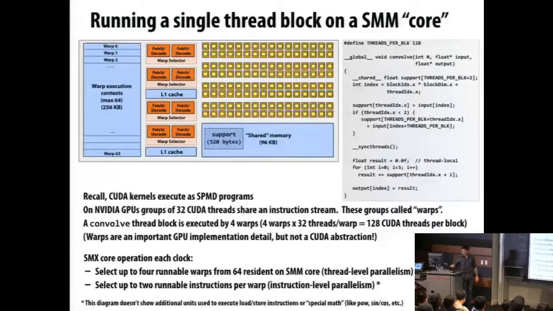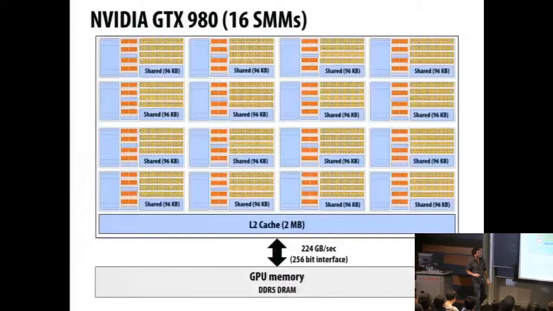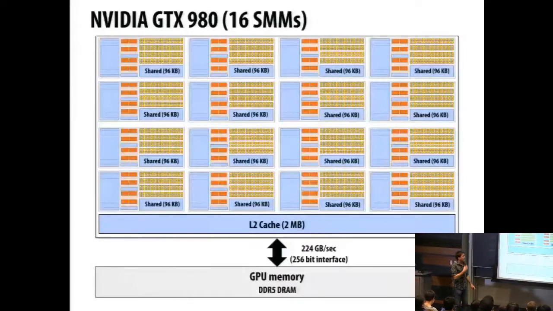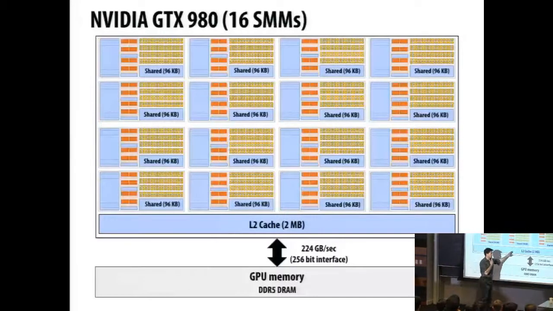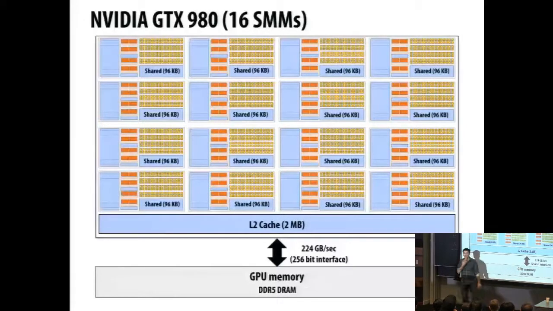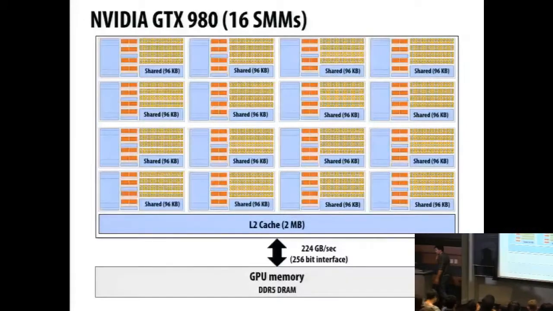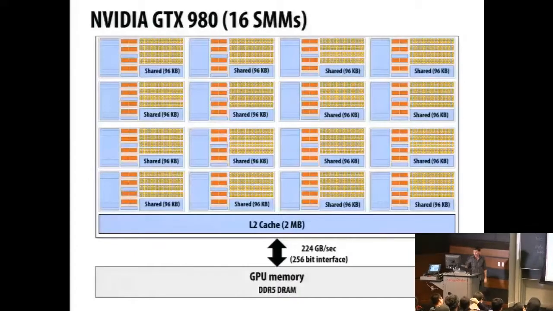And of course, a modern GPU like a GTX 980 has 16 of these, connected up to a 2 megabyte L2 cache and GDDR5. So it's a pretty wide, pretty fast memory bus, 224 gigabytes per second.